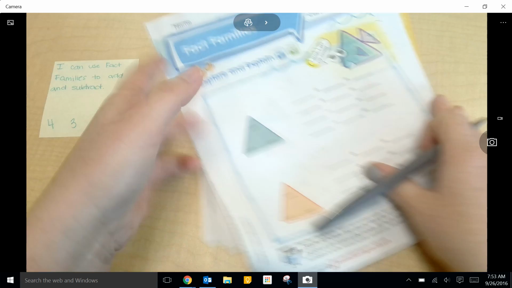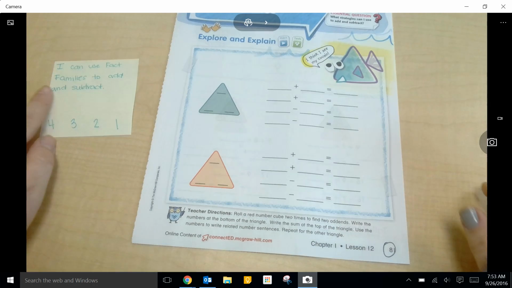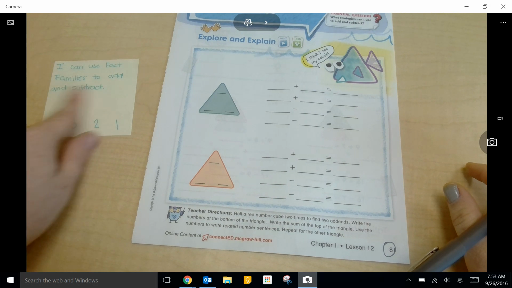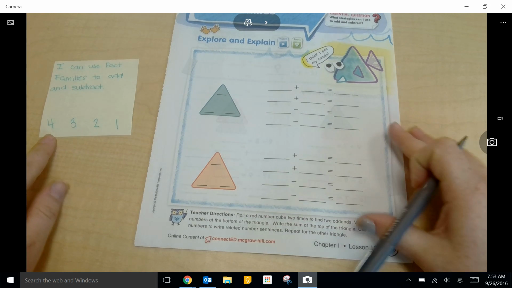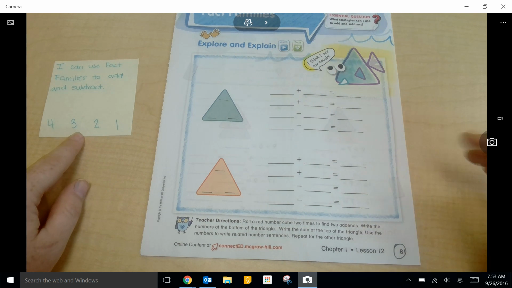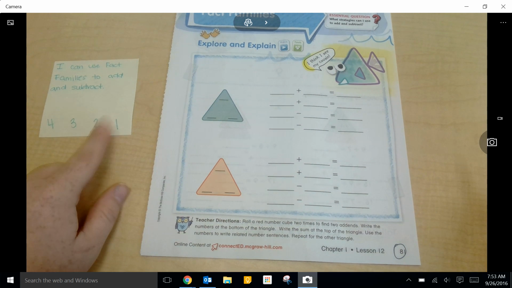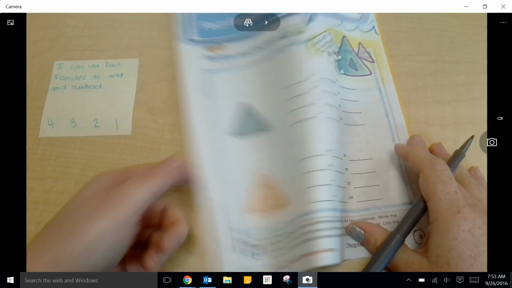Okay, so today our learning goal is I can use fact families to add and subtract. 4, 3, 2, 1 is our learning scale. 4, I can help somebody else. 3, I can do it all by myself. 2, I need help from somebody else. 1, I still need help from the teacher. Let's look and see what we're going to learn.